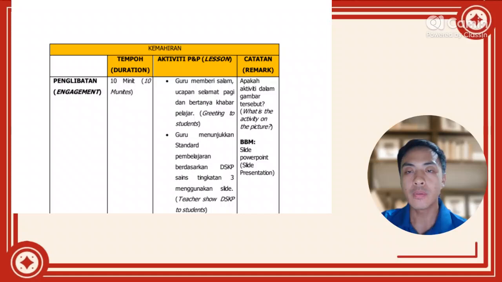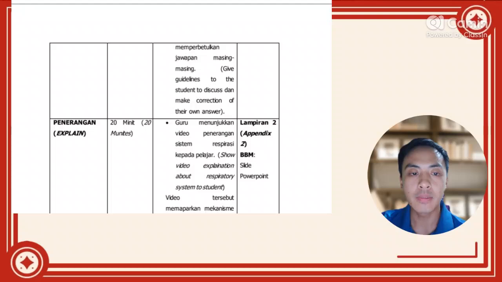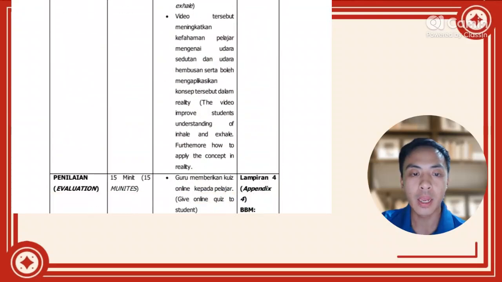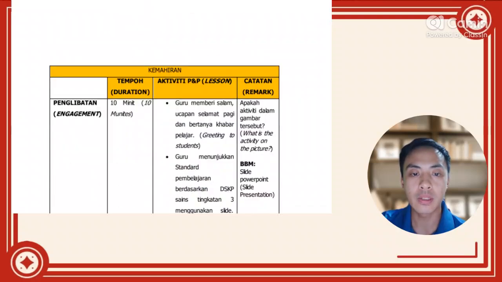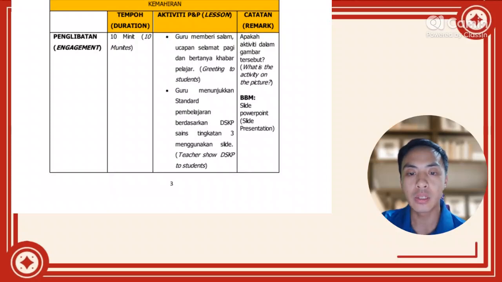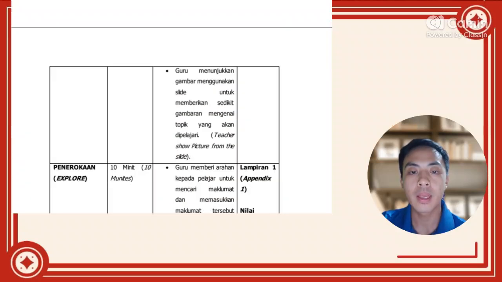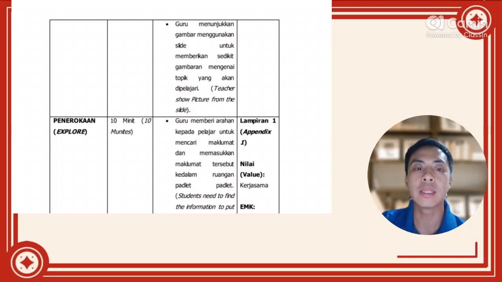For this lesson plan, I am using the 5E module, which is engagement, explore, explain, elaborate, and evaluation. The first one is engagement. This takes about 10 minutes. The activity is greeting the students, and the teacher shows the SKP to students, and also shows pictures from the slides. And then the second one is explore.